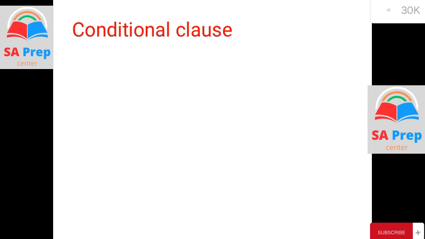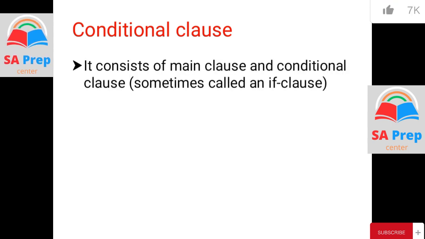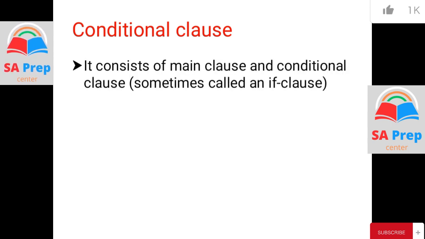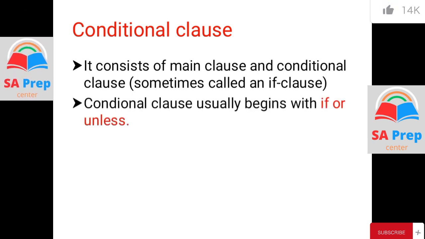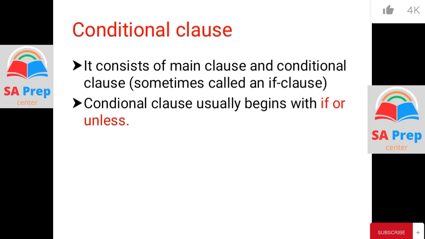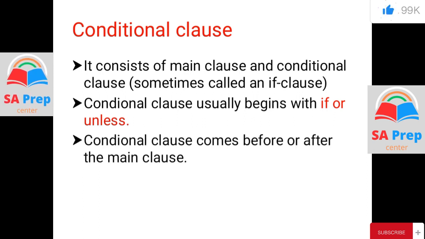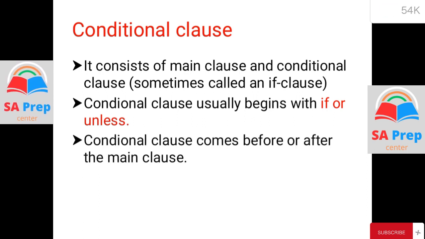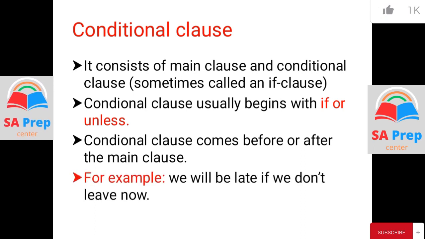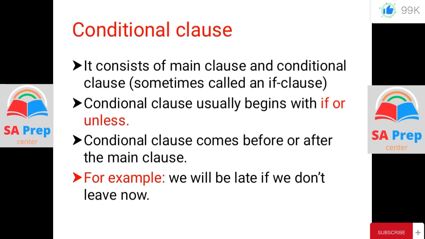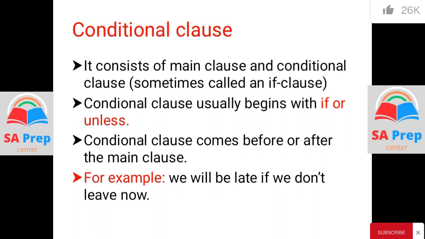And fifth one is the conditional clause. It consists of a main clause and a conditional clause, sometimes called an if clause. A conditional clause usually begins with if or unless. A conditional clause comes before or after the main clause. For example, we will be late if we don't leave now. In this sentence, a condition does apply.